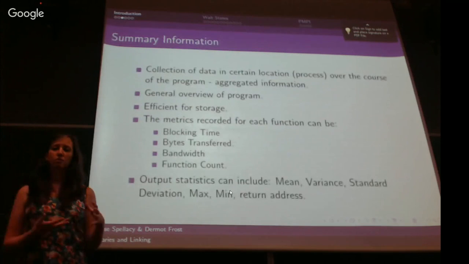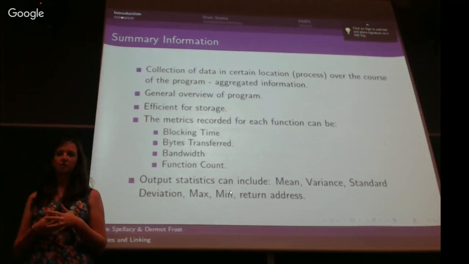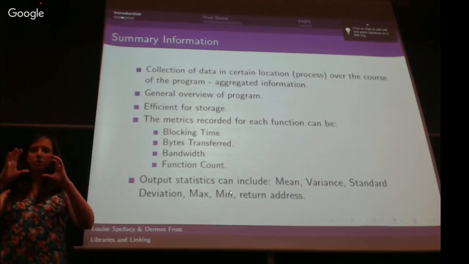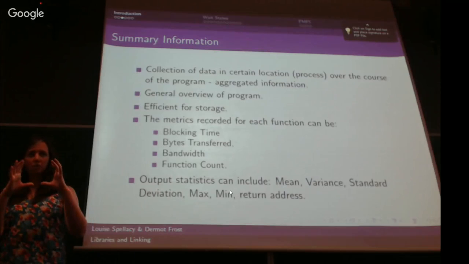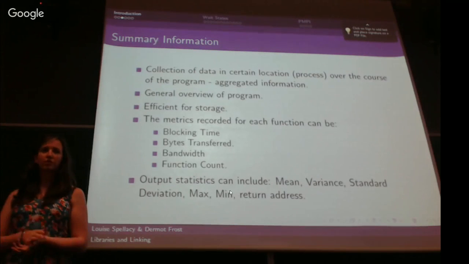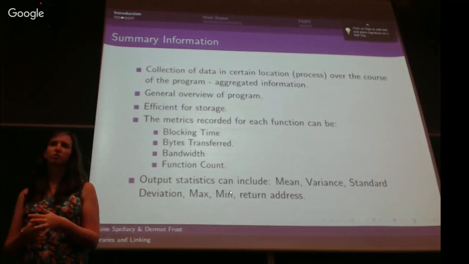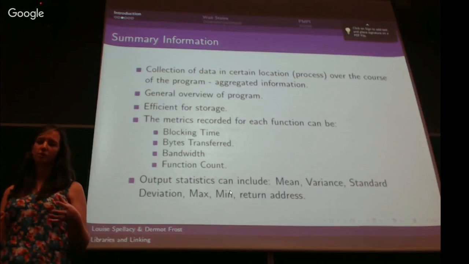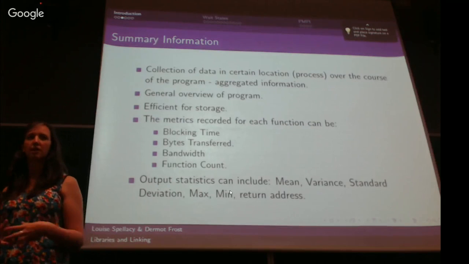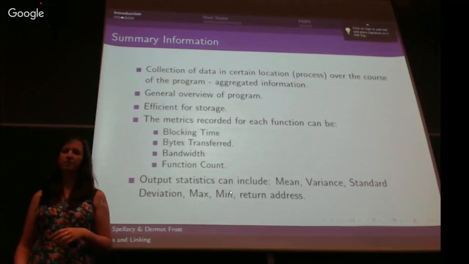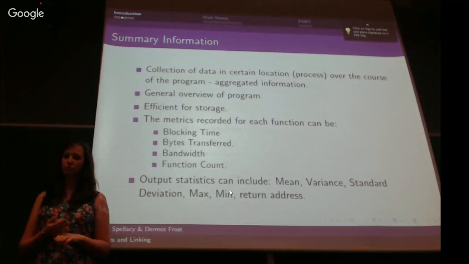Okay, so a little bit more on summary information. It's collection of data in certain locations over the course of the program. You don't necessarily want to know what is going on in one particular part of your code, you want to get a summary of everything that happened. You want to get a running total of the number of sends and receives, and the running total of the amount of data that was sent. You don't necessarily care what happened at one individual send. Okay, so it's efficient for storage and gives a general overview of the program.